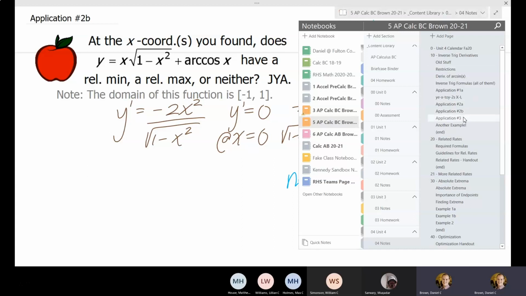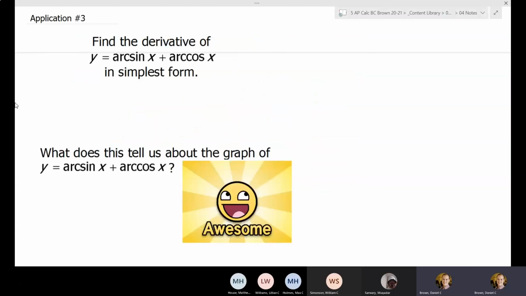Two more problems. Try this one for me. Find the derivative of the function y is equal to the arc sine of x plus the arc cosine of x in simplest form. And then once you have that derivative, tell me what that means in the context of this problem.